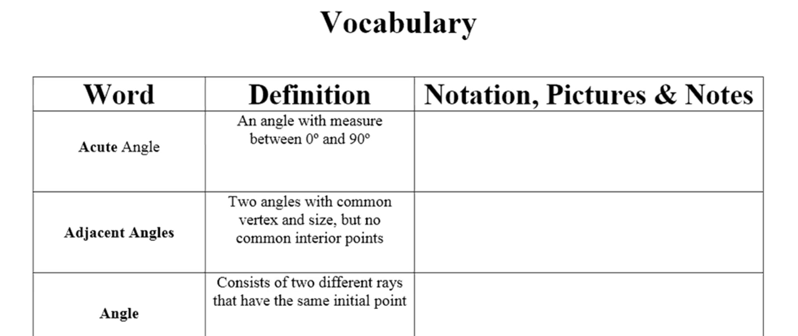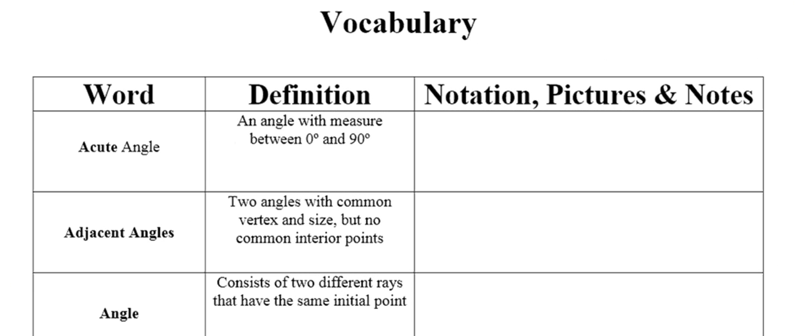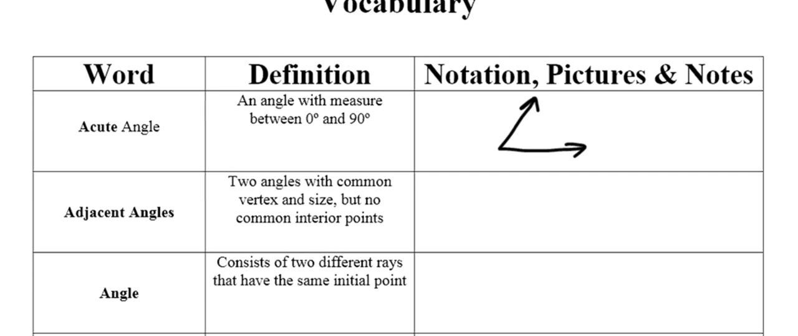So an acute angle, check your definitions that you pasted in during class. Make sure you have that as an angle whose measure is between 0 and 90 degrees. As far as a picture of what an acute angle would look like, there's what one would look like, but it is by no means the only acute angle out there.